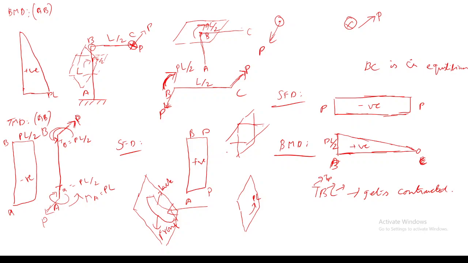Please work out some problems based on this. Maybe we can work out some more problems so that everything gets cleared. So let's do a problem based on the surface getting contracted or elongated. For example, I have a member like this. This is A, this is B, this is C, and this is D, and here it is fixed.